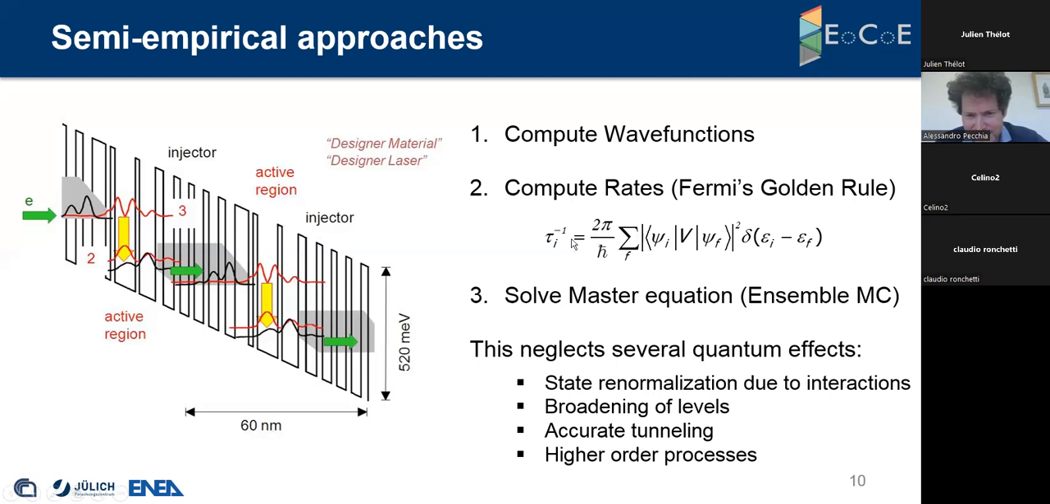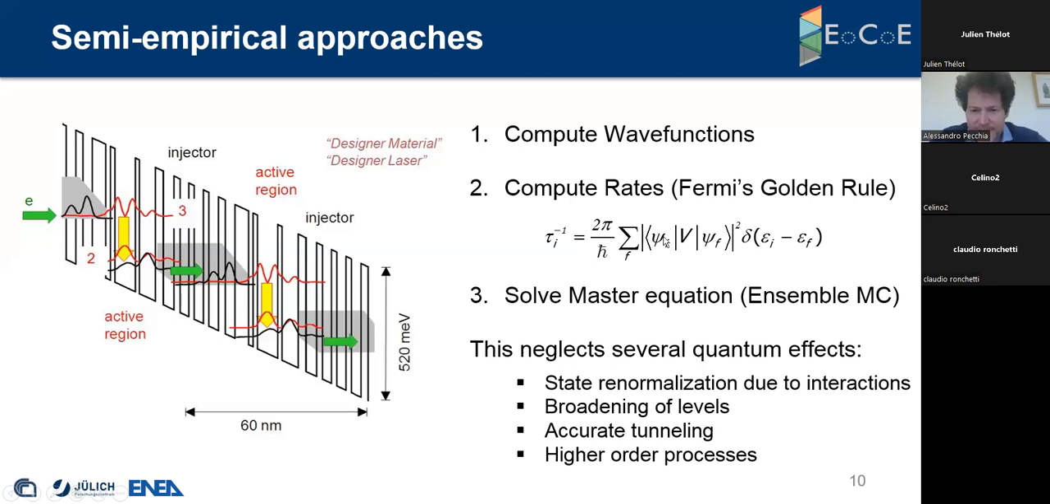This simple approach is also completely neglecting the broadening of the energy levels. You know that, because of the uncertainty principle, if you have a rate of scattering, there is a connected broadening or lifetime in the energy space. Broadening means that an energy is not well defined by a sharp level or a delta function, but it becomes blurred. Then this is neglecting accurate tunneling between one well to another.